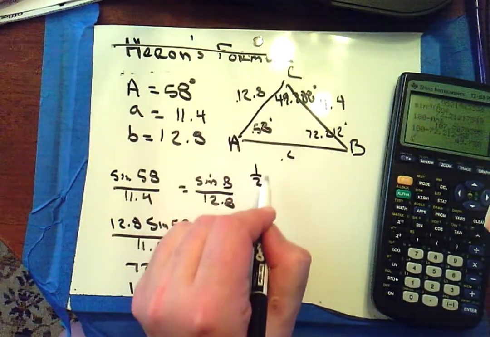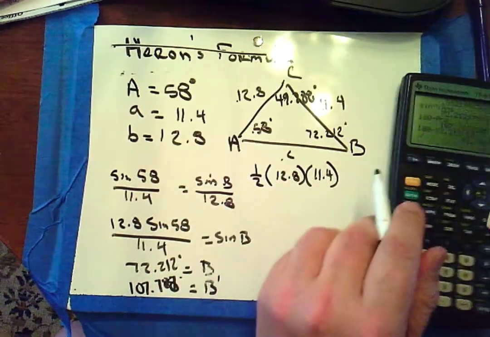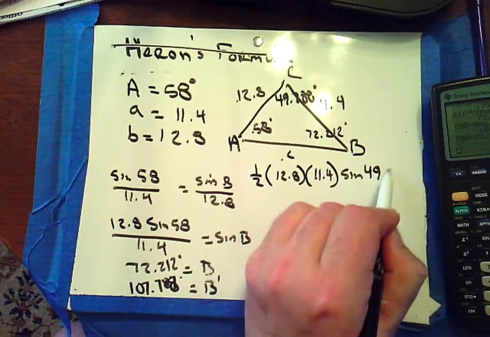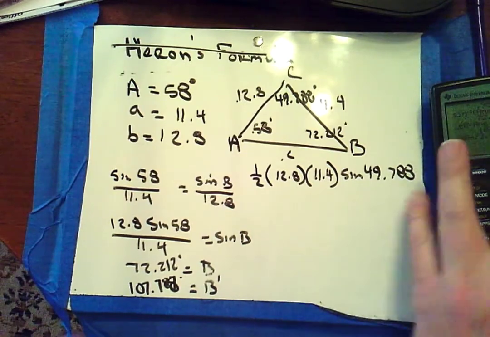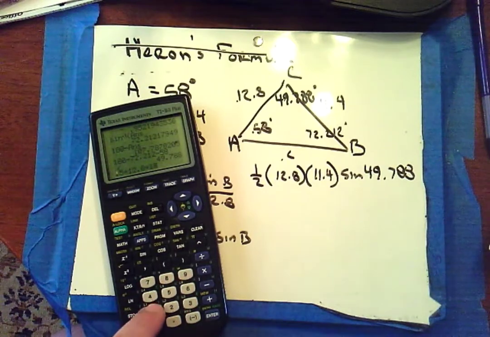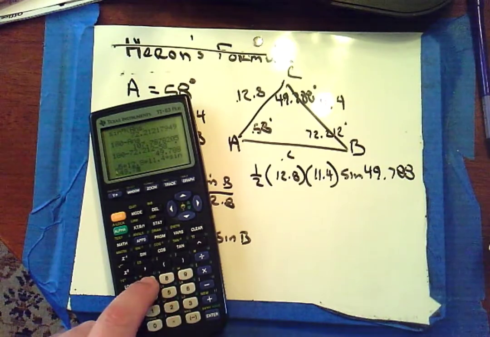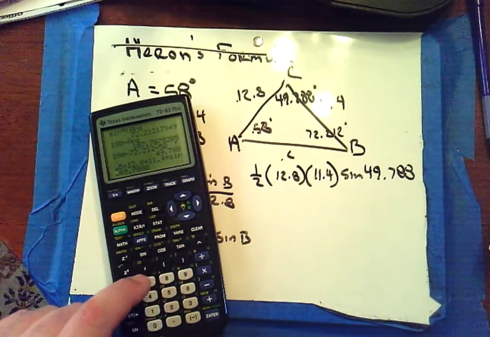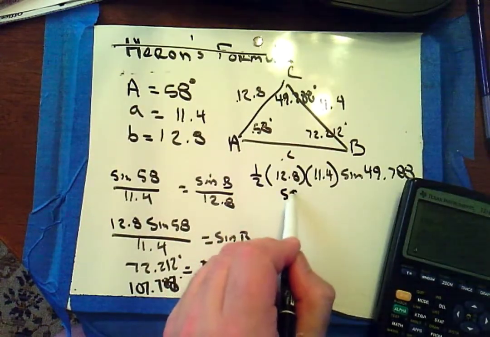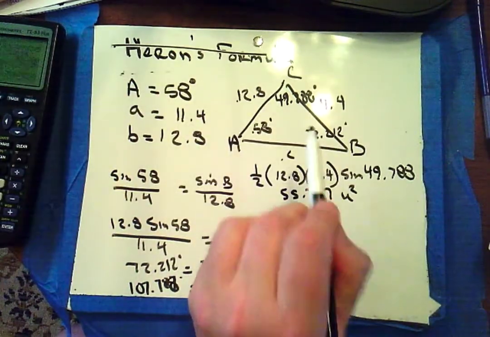That would be 1/2 times 12.8 times 11.4 times the sine of 49.788. All right, let's see what we get. 0.5 times 12.8 times 11.4 times the sine of 49.788. And I get 55.717 units squared. And that was working with this triangle.